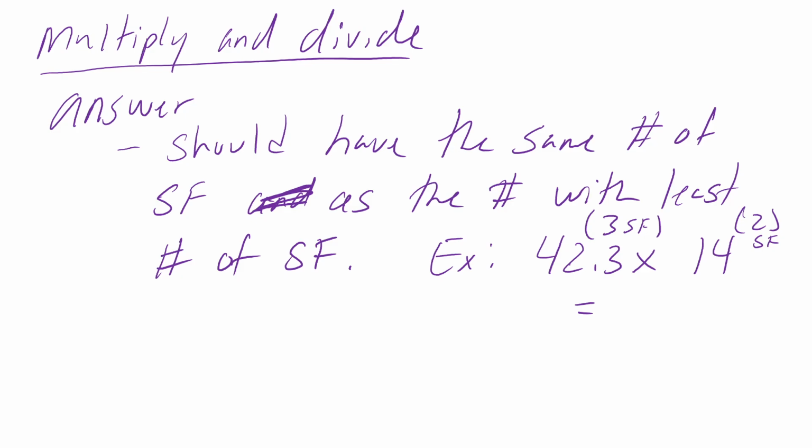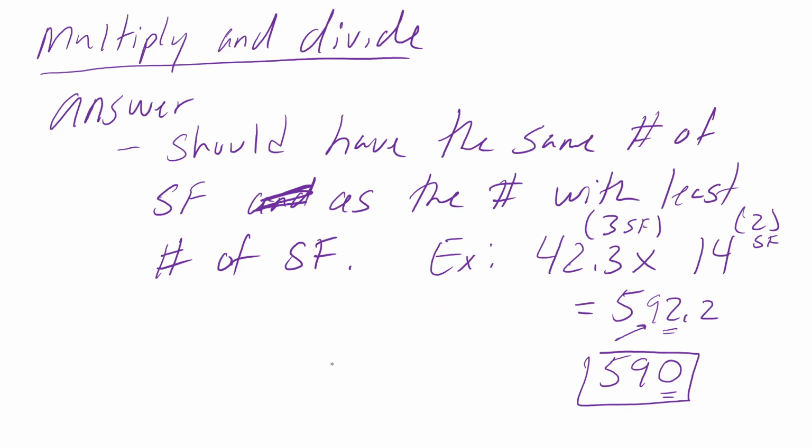So if we pop that into a calculator, 42.3 times 14, your calculator is going to spit out 592.2. In this case, we want to end up at 2 significant figures. So right there's our second significant figure. We look at the 2, it's less than 5, which means we drop it. Remember, we cannot change the meaning of the number, so 590 here would be correct, as that 0 at the end here is not significant because there's no decimal point written in this number.